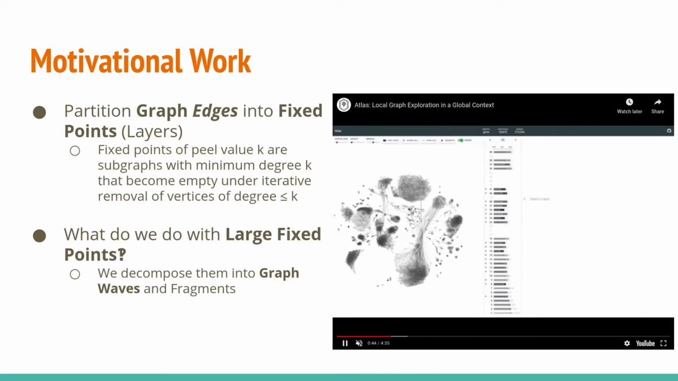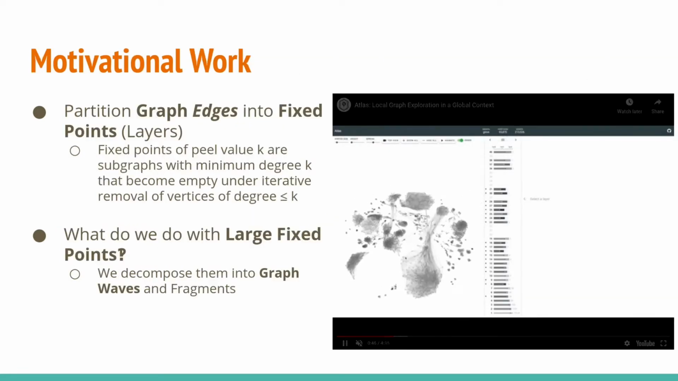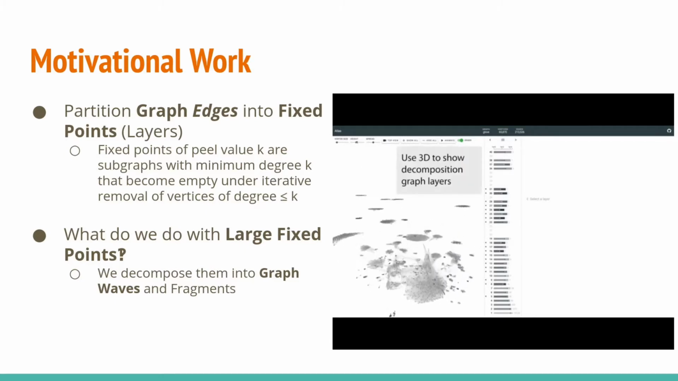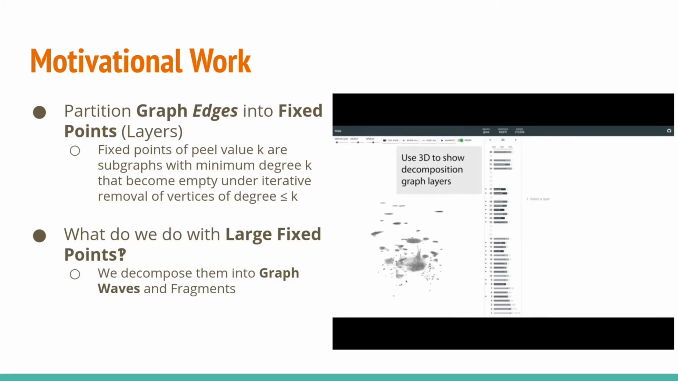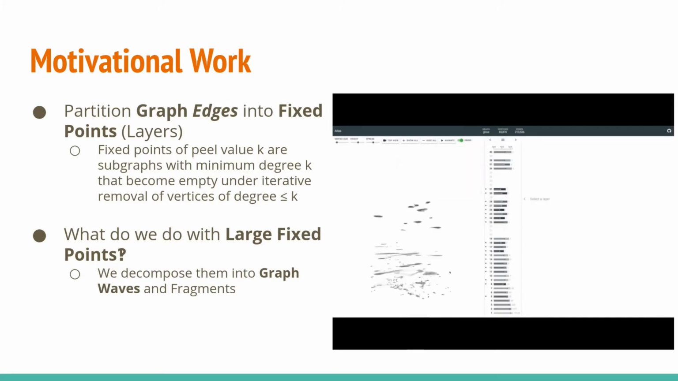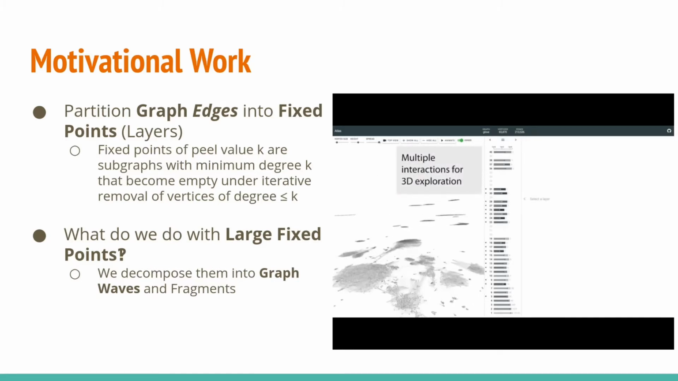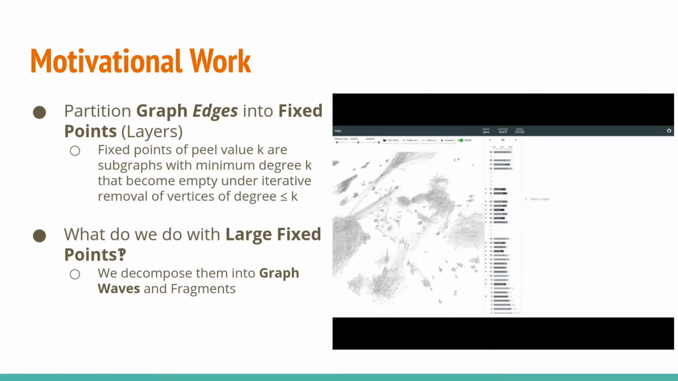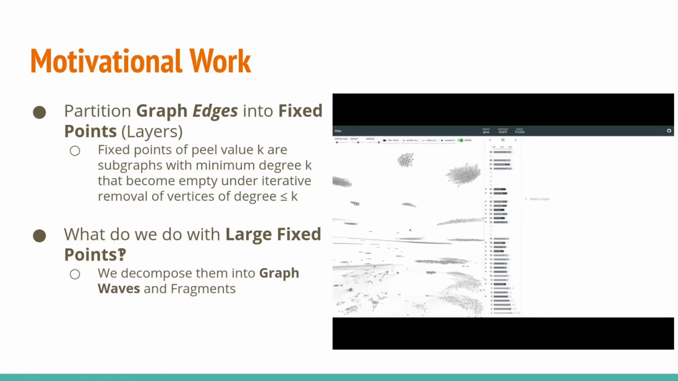Previous work proposes a decomposition algorithm that partitions a graph into sets of edges called fixed points of degree peeling. These fixed points are visually represented as layers in order to break a large graph into meaningful and manageable chunks. As the name suggests, however, the same decomposition cannot be used to further decompose fixed points. So, to deal with large fixed points, we propose a new decomposition into graph waves and fragments.